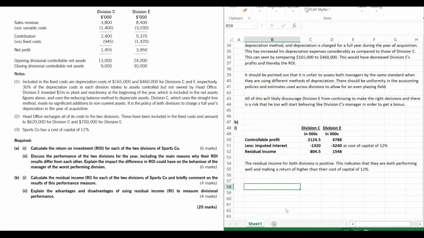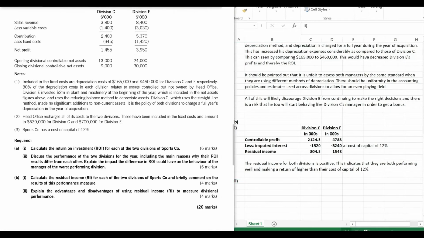Okay, so we've made our brief comment and we can move on, but please remember to make the brief comment if they ask for it in the requirements, right? They didn't ask for it in the first requirement, but they did in the second one.